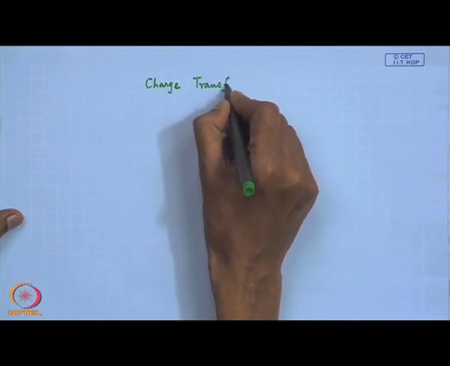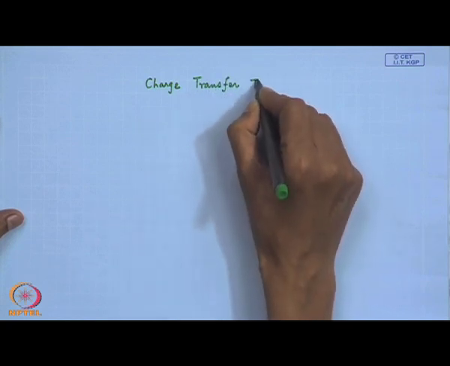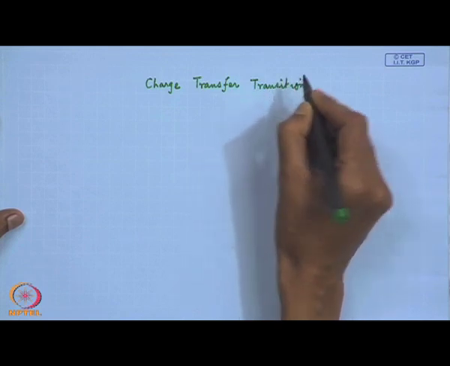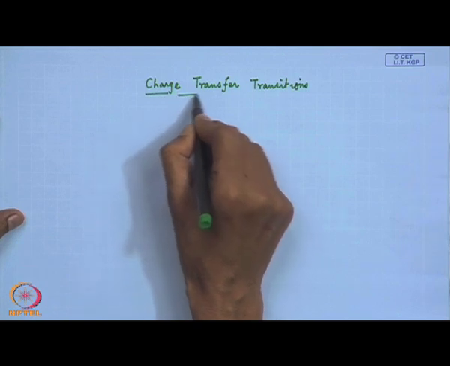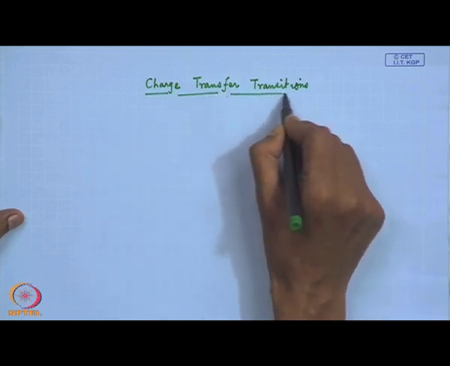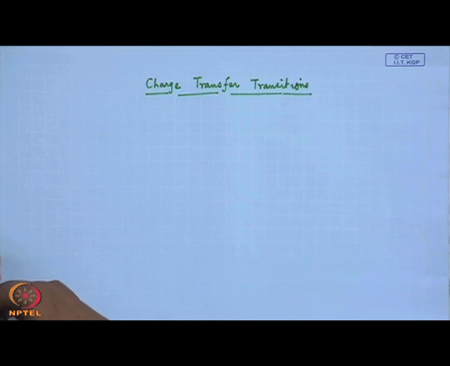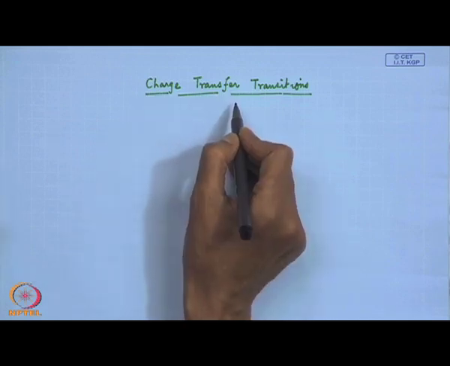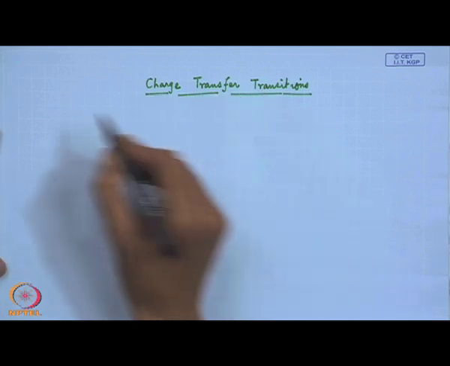Charge transfer transitions. Here we will see how the electronic spectrum, in most of the cases, is very much dominated by this charge transfer. So, what is that?